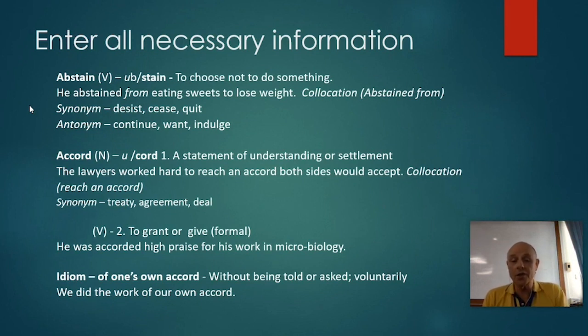So this is a collocation. When we use the verb abstain, we always use from. Abstain from. And then I have 3 synonyms and 3 antonyms. Now down below is a more complicated definition, because it can be a noun or it can be a verb. And they mean different things if you're using the noun or the verb. And then that is followed with an idiom, which means something different completely from the noun or the verb.